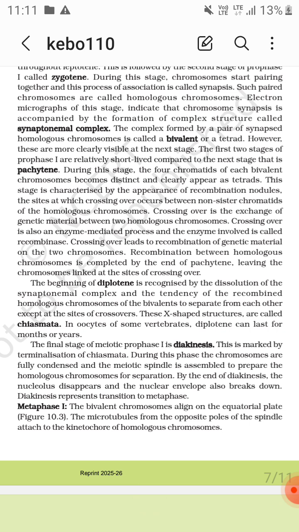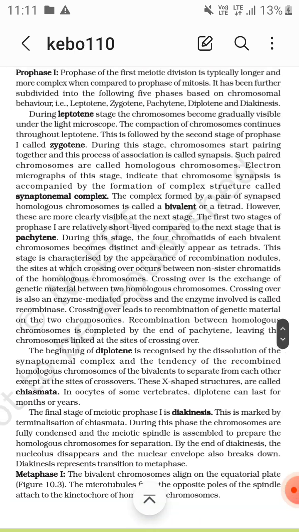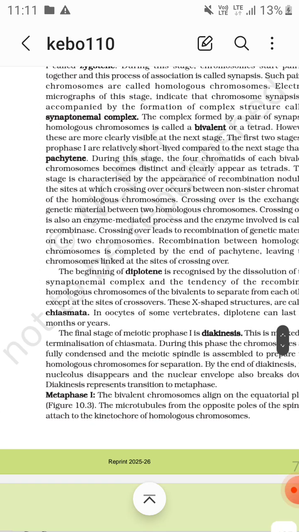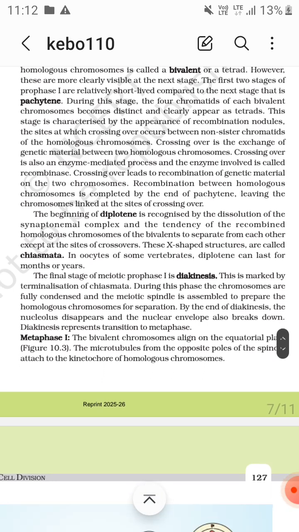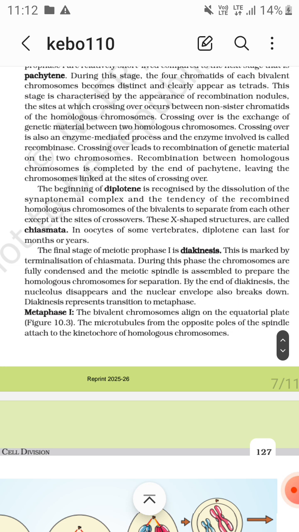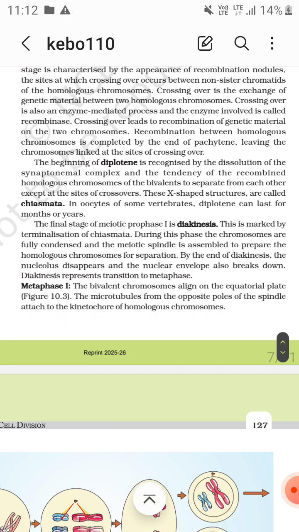Remember, the crossing over between the non-sister chromatids of homologous chromosomes, and then the recombination between homologous chromosomes is completed, and the third thing is leaving the chromosomes linked at the sites of crossing over. This was pachytene. And diplotene is the dissolution of the synaptic complex and the tendency of the recombinant homologous chromosomes, or bivalents, to separate from each other except at the sites of crossovers. So chiasmata form during diplotene, and diakinesis is the terminalization of chiasmata.